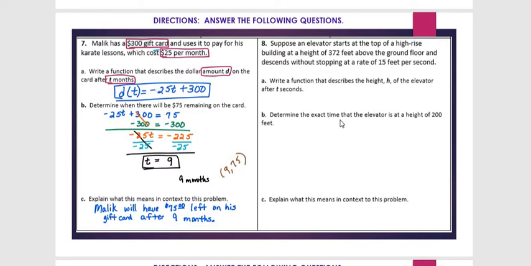Then you're going to determine the exact time the elevator is at a height of 200 feet. And so you would put your 200 after you write your function right here, just like we did on B. Then you're going to explain what this means in context to this problem. So just like I did right here, 9 months means that we have $75 left on the gift card. So pause me while you work this.